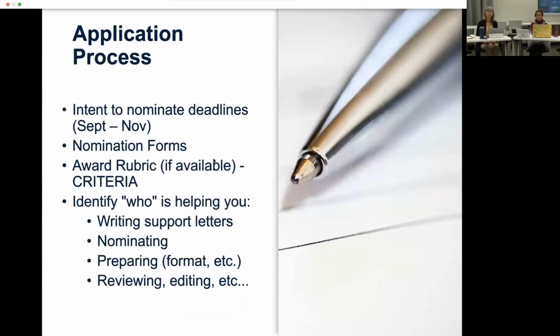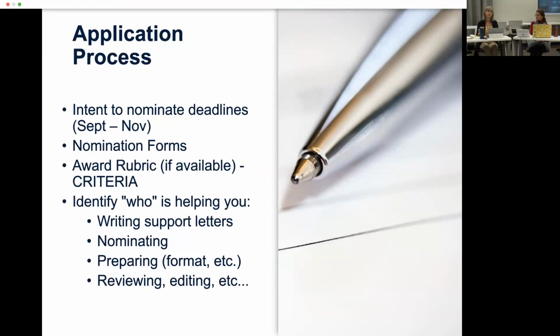Okay, there we go. Application process, that's still me. Okay, yes, so we talked a little bit about the internal versus external intention to nominate deadlines. So we would have said by September for the 3M. If anybody's going to go for 3M, I would want them to contact us by like June or July, because that's a really big package to get together and there's lots involved.